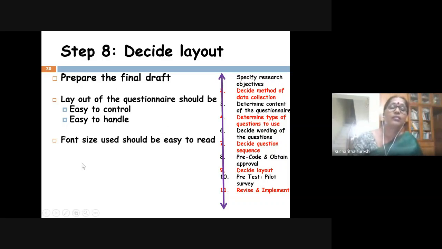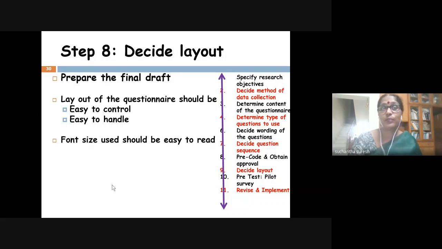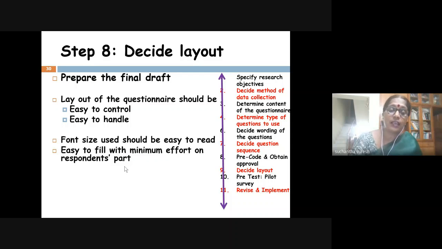Okay. So font size should be appropriate, a minimum of 12 font size should be there in a questionnaire when you are handling a personal questionnaire. Okay. Next, madam.